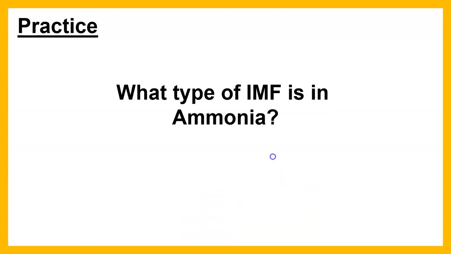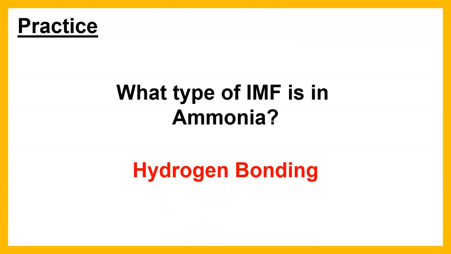Compare that to ammonia. Ammonia is NH3. Nitrogen connected to 3 hydrogens with a lone pair on that nitrogen is polar. And it meets the criteria for a hydrogen bond.